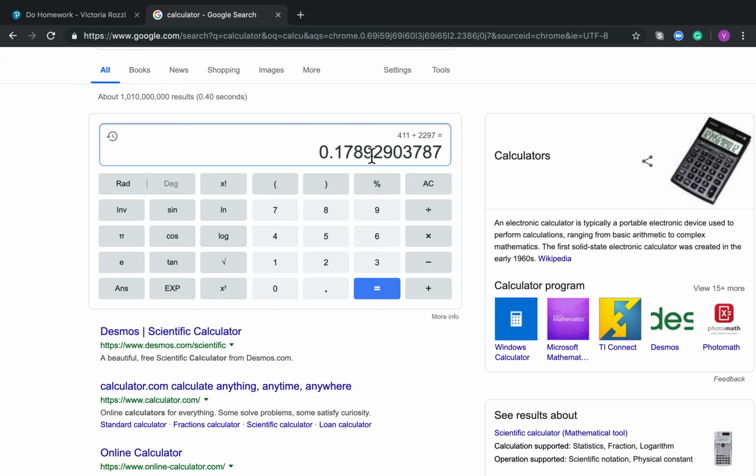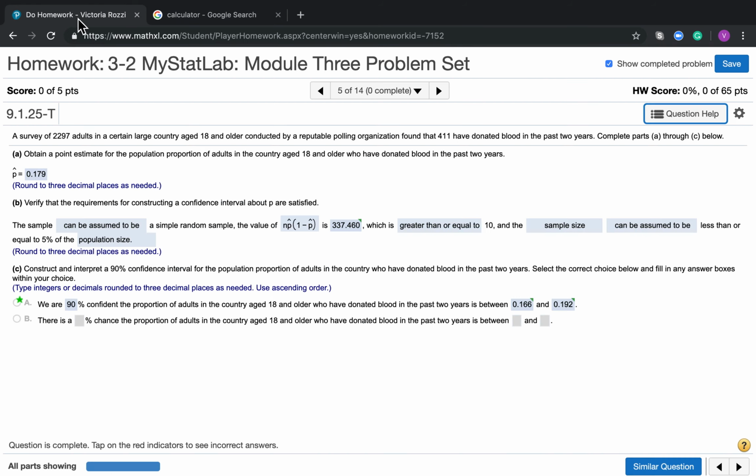The rule is 5 or above, you round up. 4 or below, you stay the same. So we are going to put this 8 to a 9. So 0.179. Let's just check to make sure we're correct here. Yep, and I got the same answer here. And the notation here is that this is p hat. It looks like it has a little hat on it, and p hat represents the sample proportion.